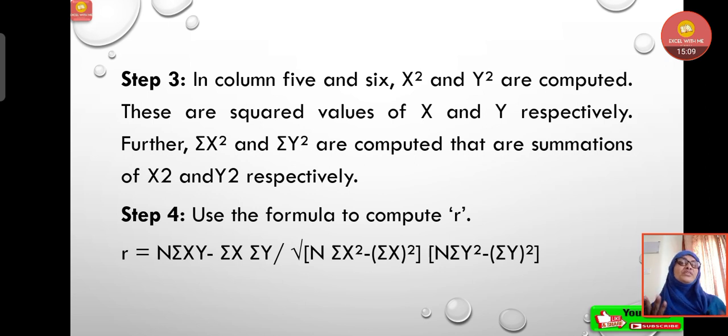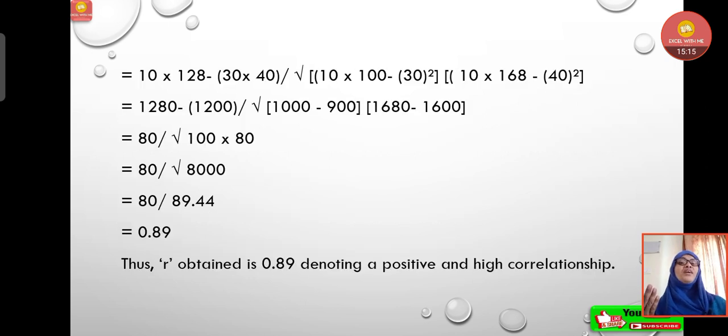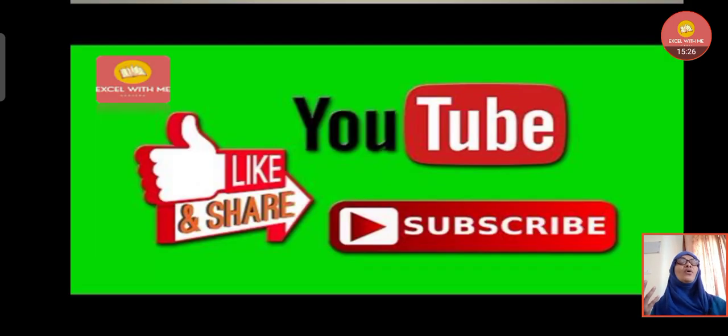Now step 4, use the formula to compute. You can pause here and also write down the formula. You can solve this here, and the same answer must come, because method 1 and method 2 give the same result. Thus r obtained is 0.89, denoting a positive and high correlation.